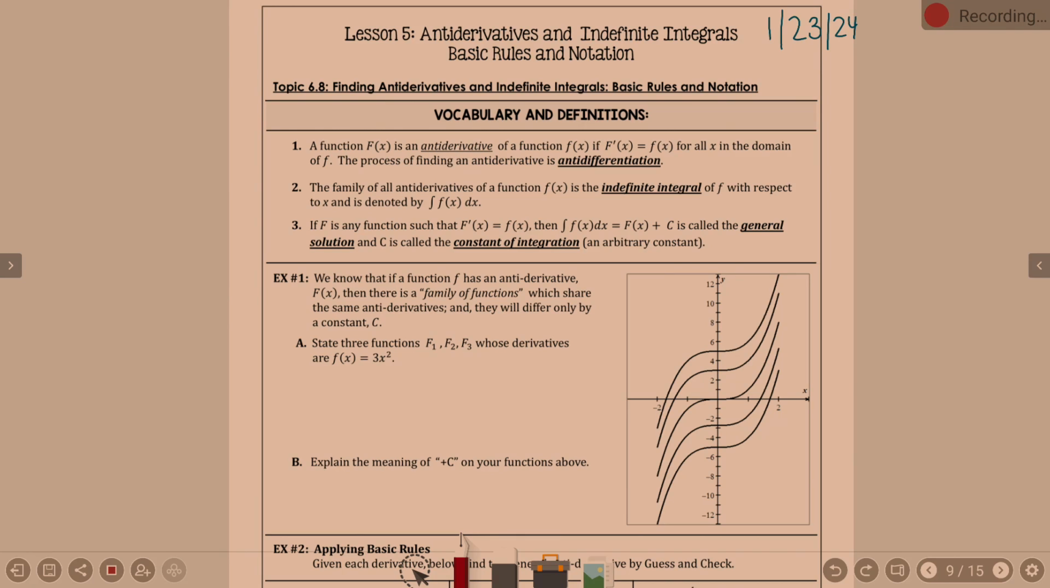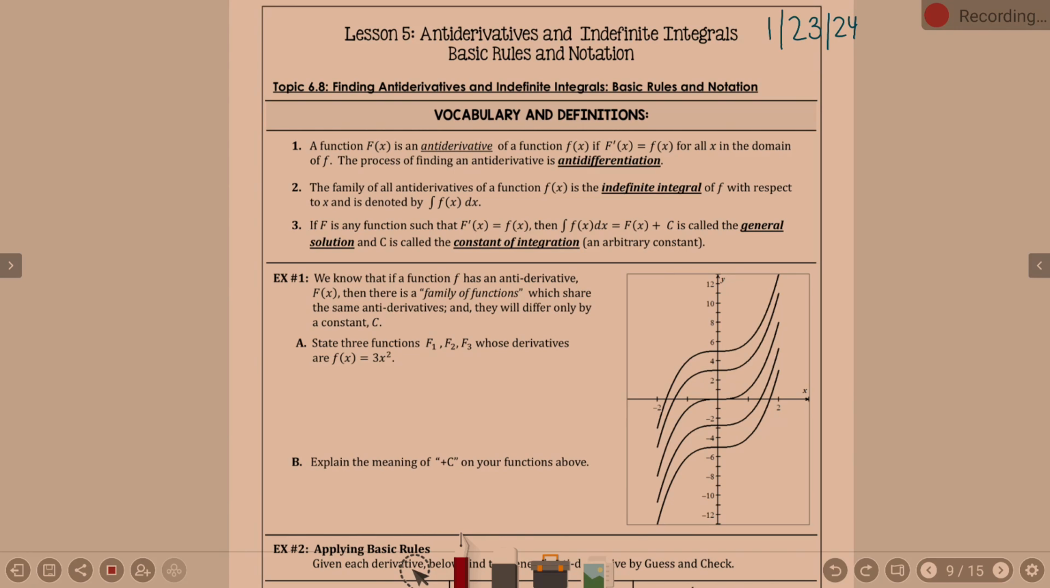Okay, also the idea of integral. The family of all antiderivatives of a function f of x is the indefinite integral of f with respect to x and is denoted by the integral sign, f of x dx. So when we talk about an indefinite integral, that's when we don't have boundaries. When those a and b values don't exist, those are indefinite integrals. So we won't have values to plug in to evaluate with. So that is our indefinite integral today.